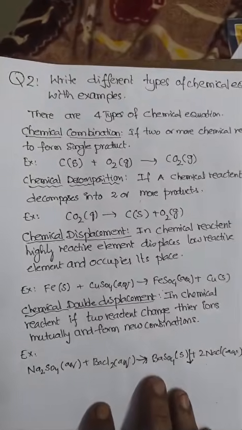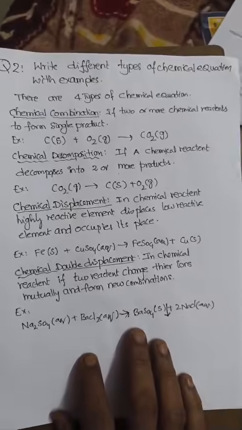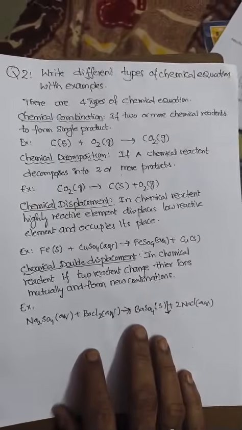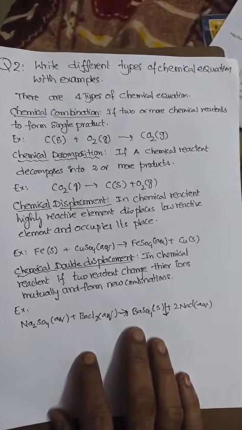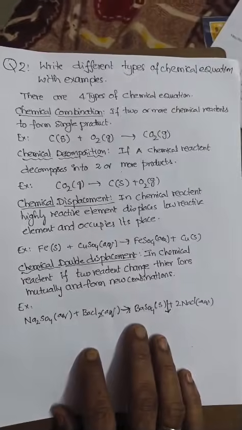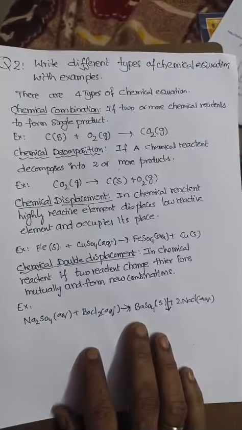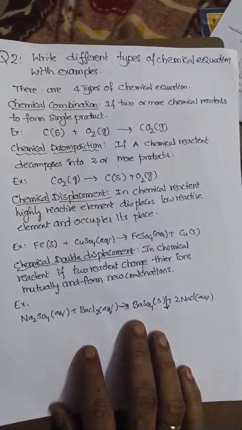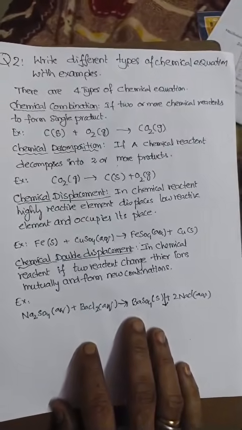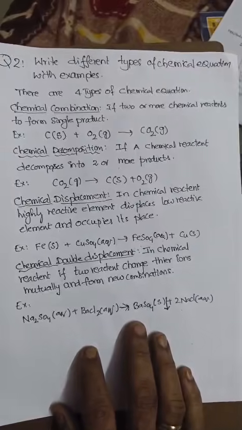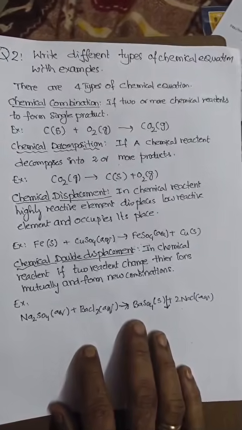Now let us go for the second question in the first lesson. Second type of question: write different types of chemical equations with examples. Here there are four types of chemical equations: chemical combination, chemical decomposition, chemical displacement and chemical double displacement. First of all, we will take chemical combination.